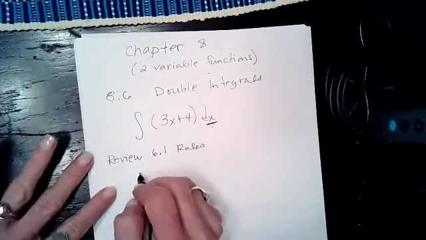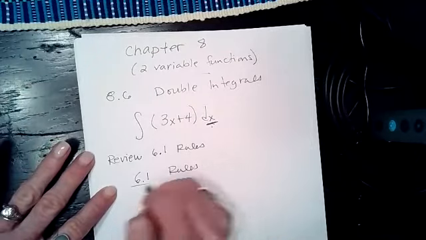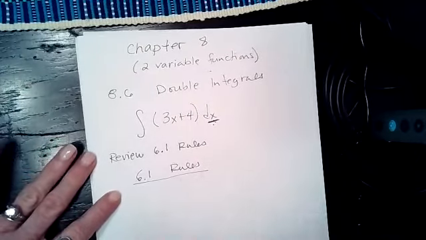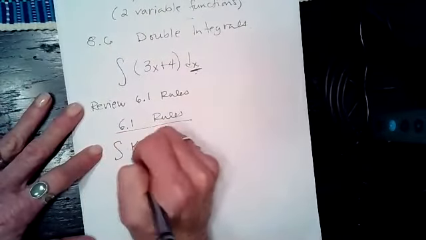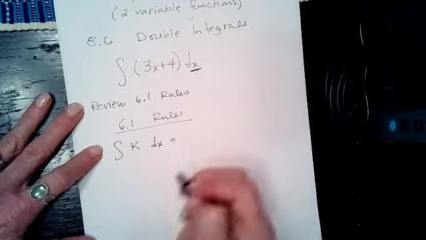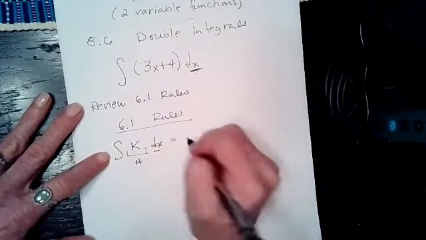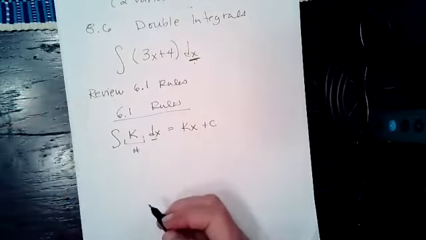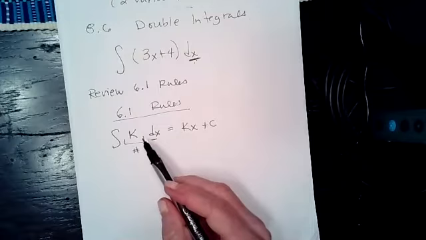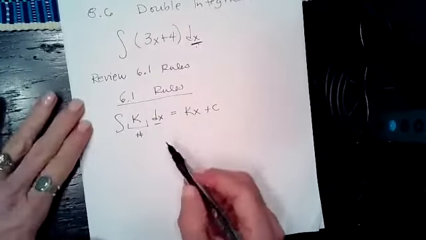So remember our 6.1 rules, and the ones that we'll use: if I integrate some constant k with respect to x, a constant means just a number, so I'm increasing that by x. It's going to be kx plus c. I'm going to keep saying this over and over: this is a constant. And I'll tell you why in just a minute.